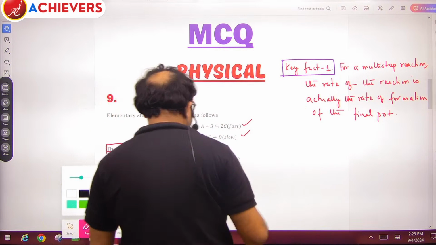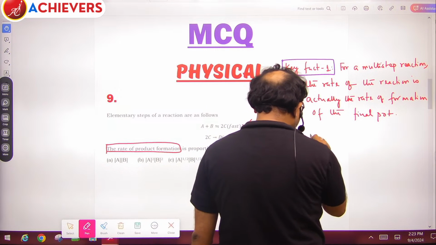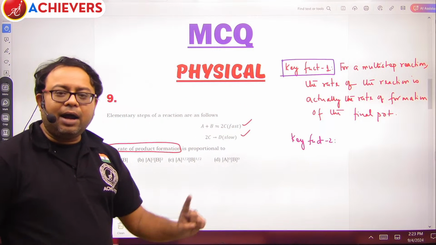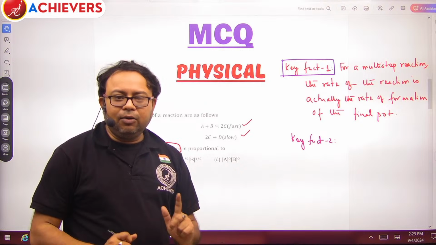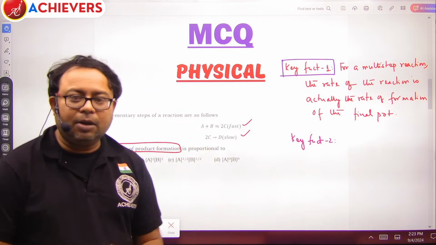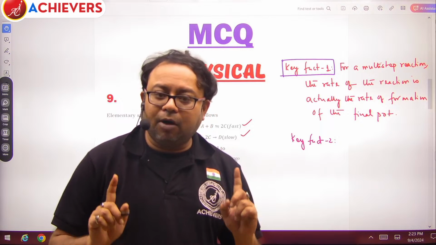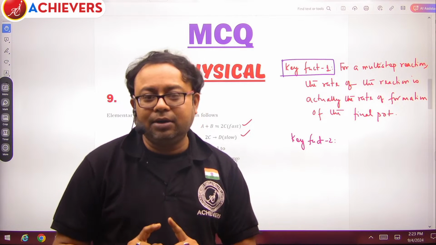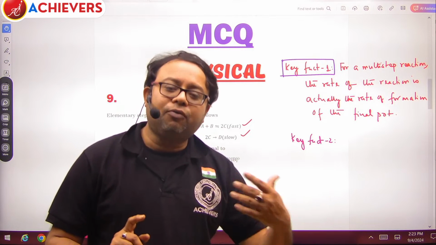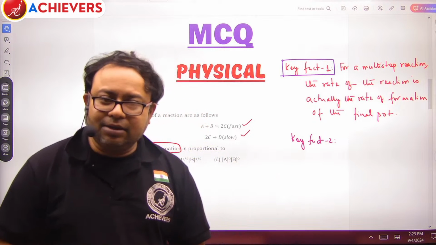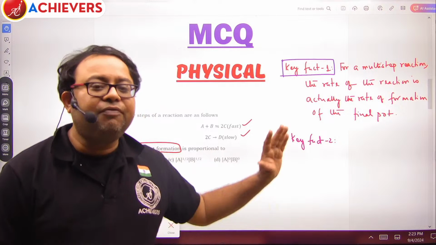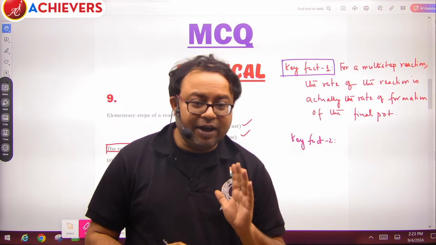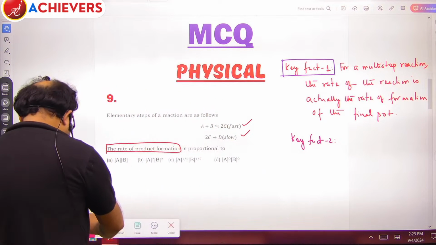And now, key fact 2. This is very important. If you are unaware about key fact 2, then you will not be able to solve this particular problem. So, in order to solve this problem, you must be aware of key fact 2. And you will see there will be a lot of questions in chemical kinetics which can be solved if key fact 2 is known to you. So, key fact 2.